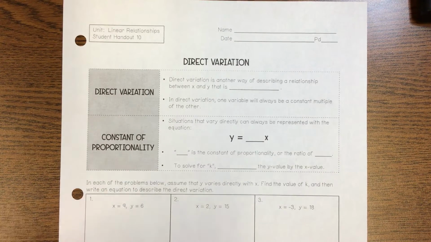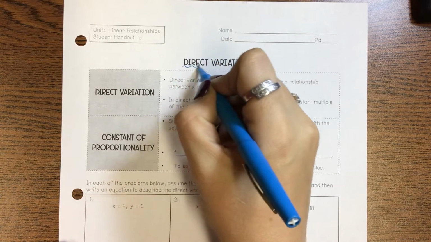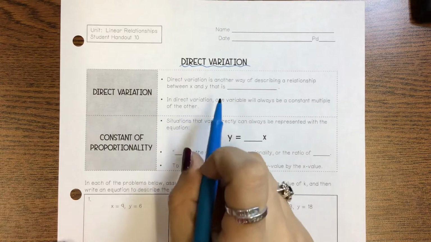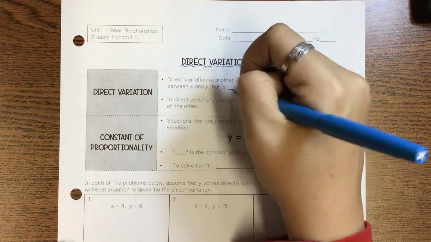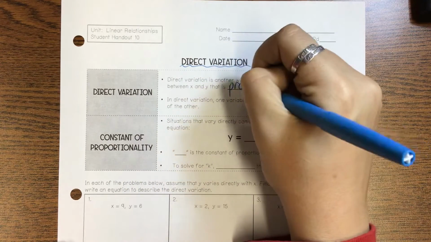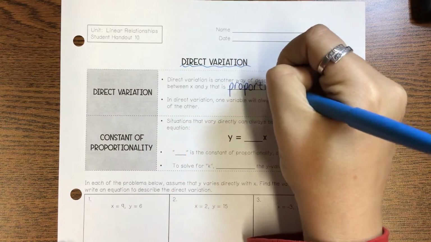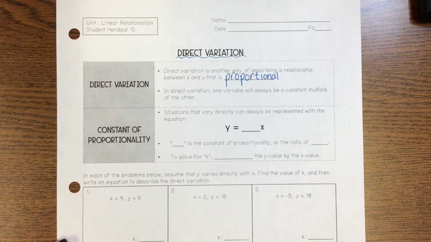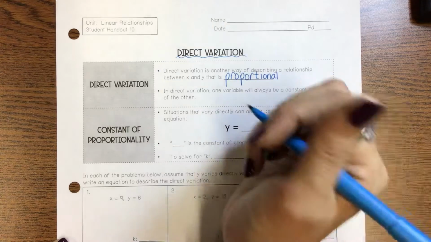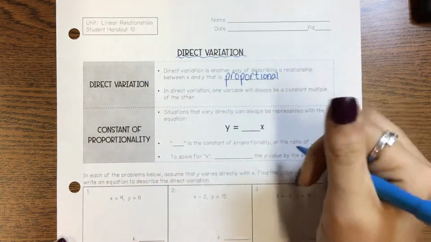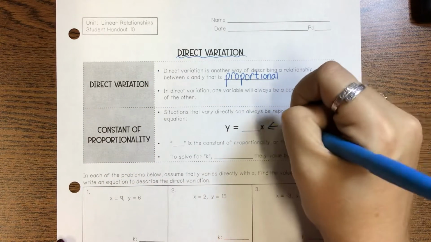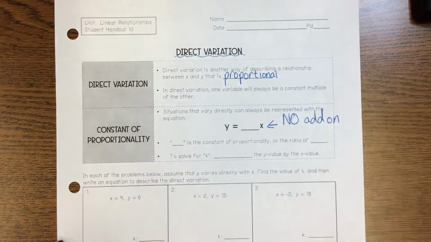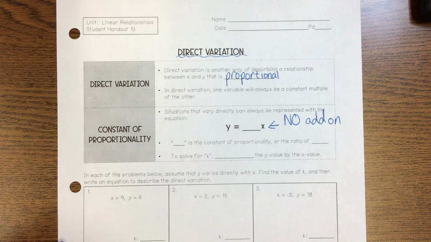So our very last topic for this unit is called direct variation. A direct variation is just another way of saying if something is proportional or not. And we've talked all about proportionality this week. Proportionality, if I'm talking about the equation, there is no add-on. There's no plus or minus anything.